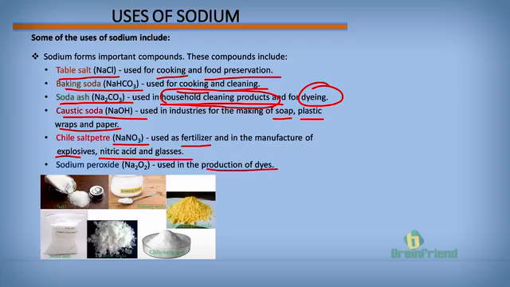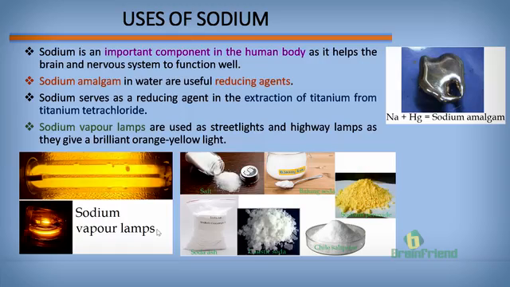So here we have salt. Here we have baking soda, which is sodium hydrogen trioxocarbonate (V). Here we have sodium peroxide. We also have soda ash here. We have caustic soda, and we have the Chile saltpeter. Sodium is an important component in the human body. The presence of sodium helps the brain and nervous system to function well.